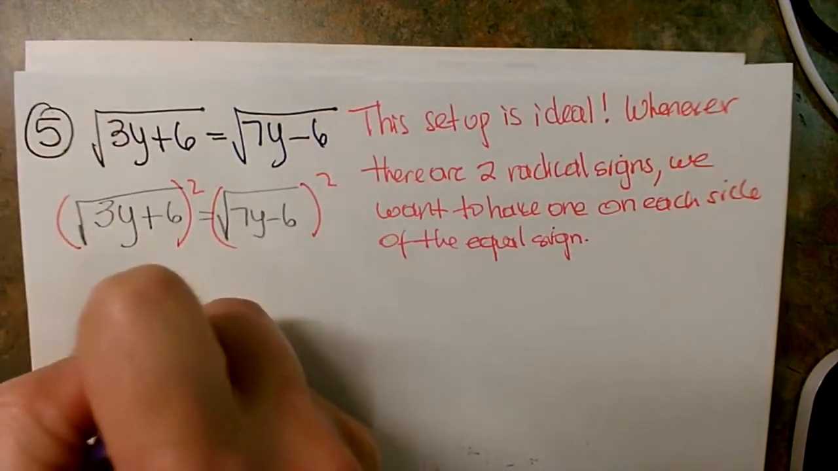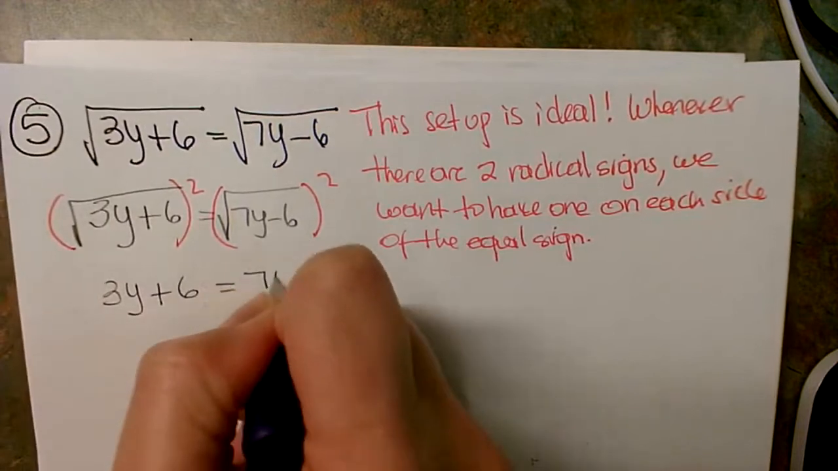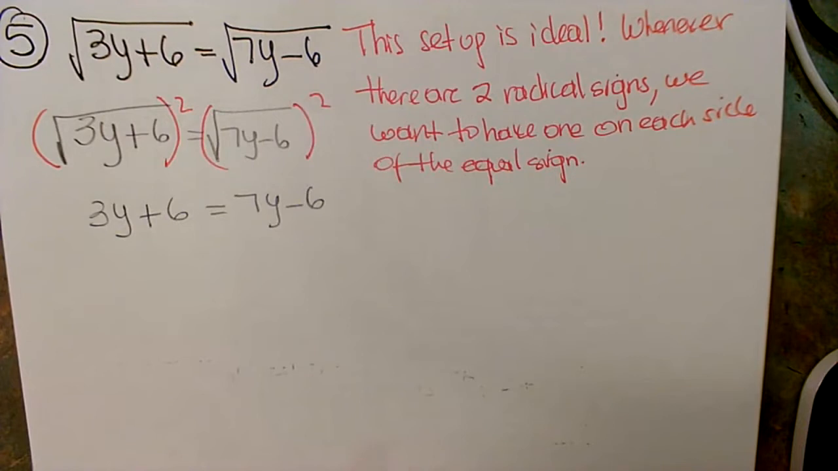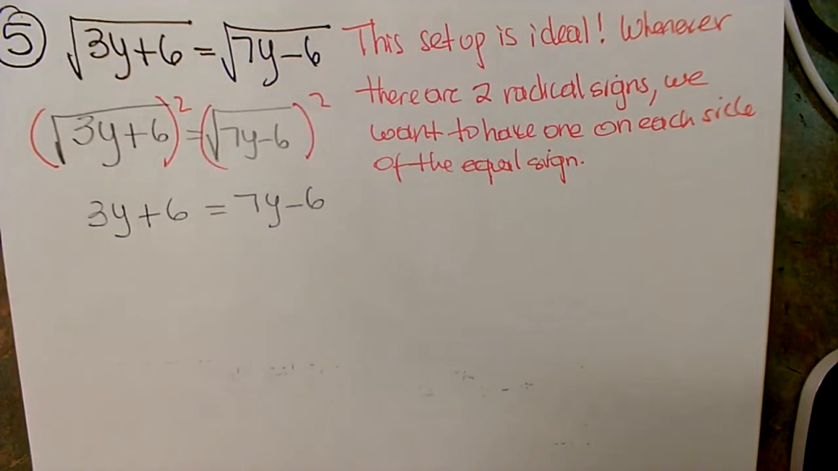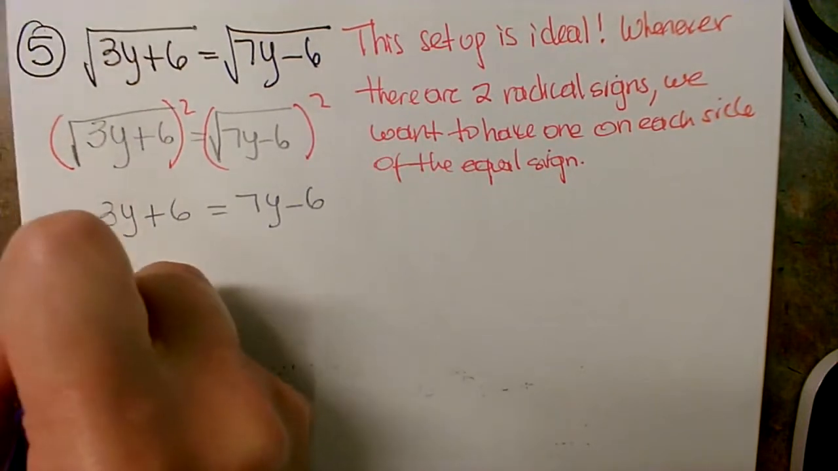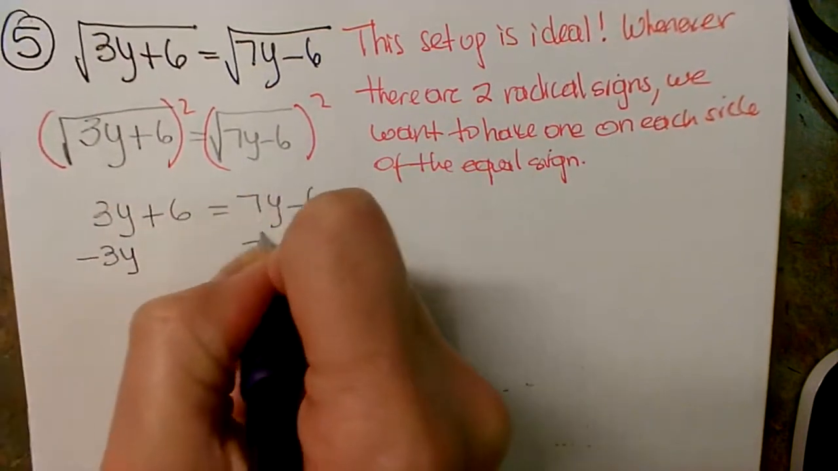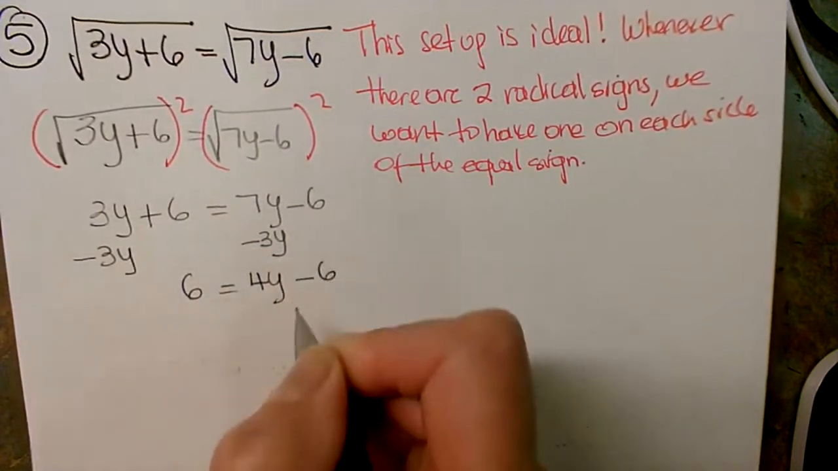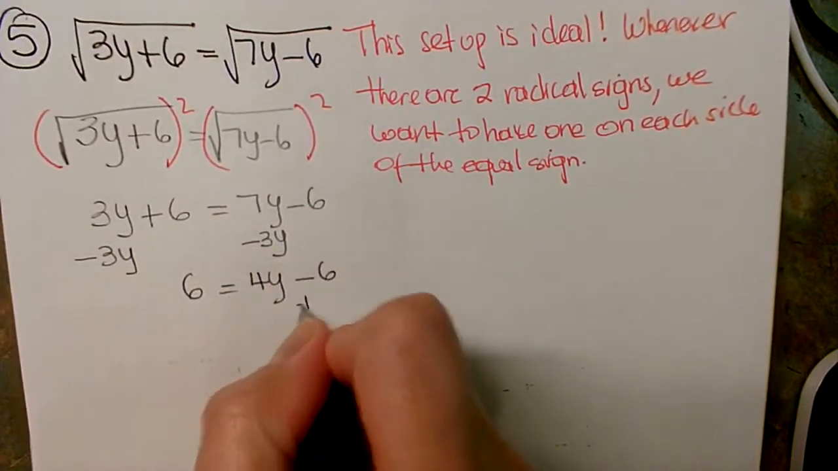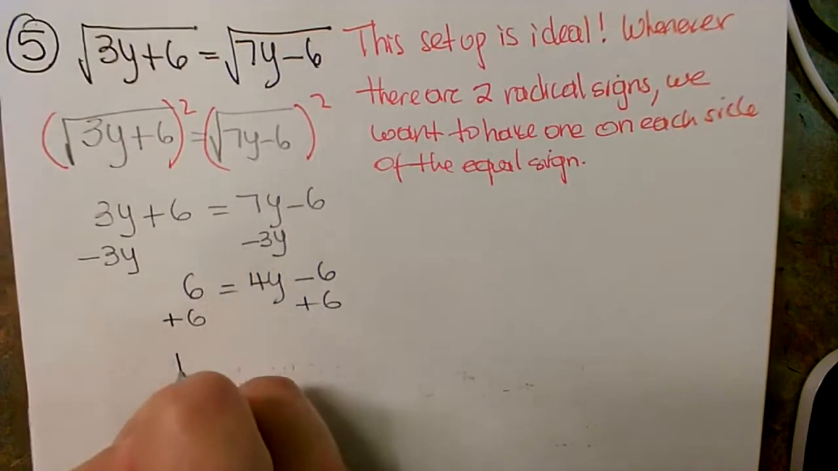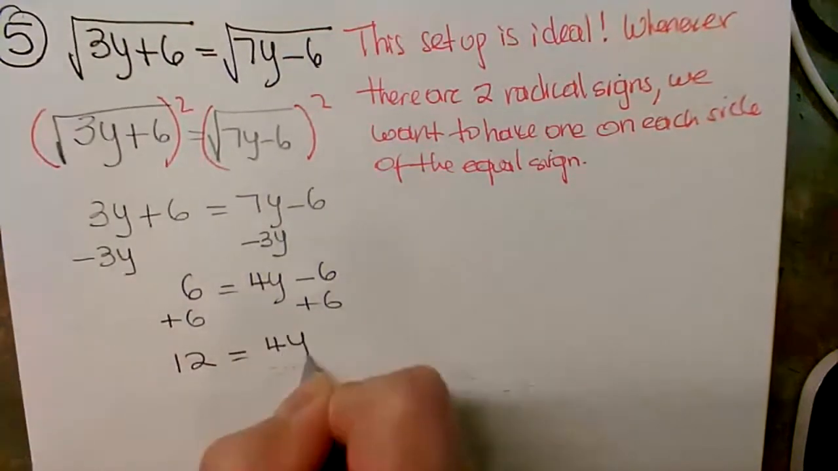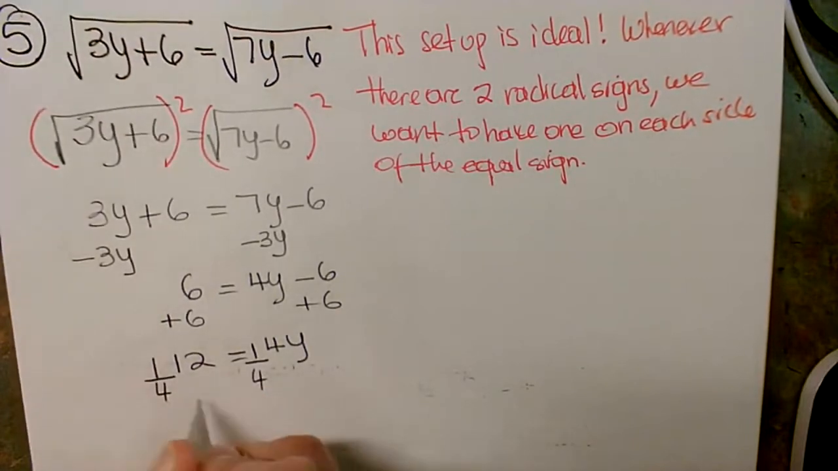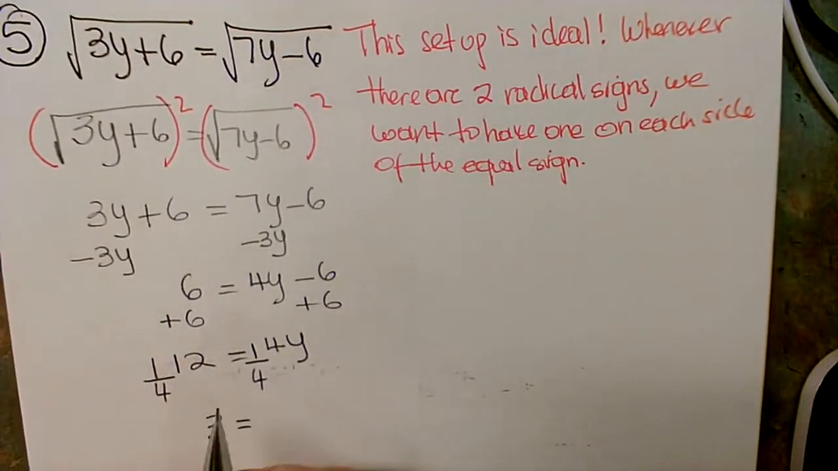So we get 3y plus 6 equals 7y minus 6. So what do we need to do? Combine like terms, right? So I'm going to subtract the 3y and I get 4y minus 6. I'm going to add the 6. I get 12. 4y multiplied by 1 over 4. 12 divided by 4 is 3, right?